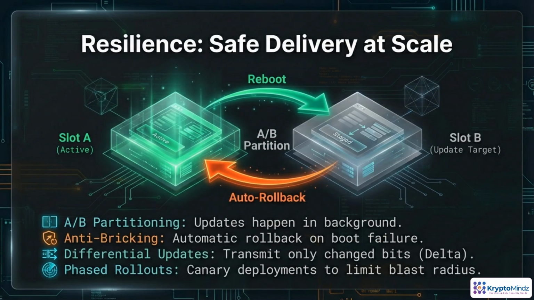For regulators, resilience is a core part of Secure by Design, not an add-on. A/B partitioning lets you update an inactive slot while the active one keeps serving users, then flip only after a reboot check passes. If something breaks, automatic rollback prevents bricking and restores the last good state. Differential updates cut risk and bandwidth by sending just the changes. Phased rollouts add canaries, so failures hit a tiny slice of users, not everyone.